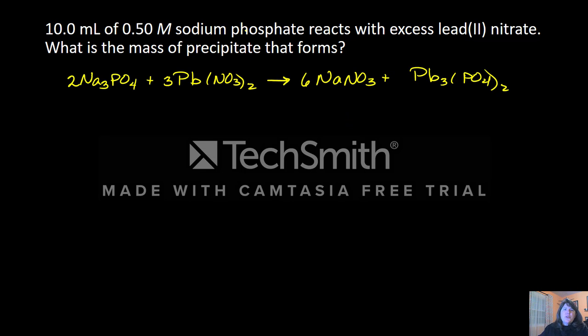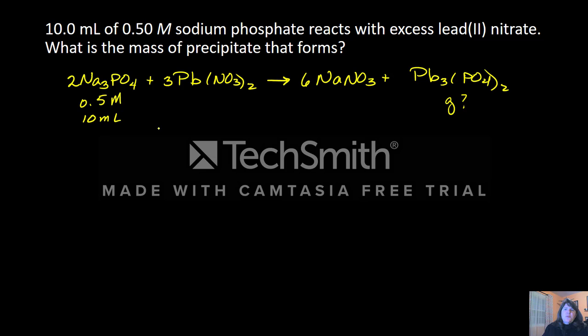I like to take inventory of what we have in the problem. So we have a 0.5 molar solution. I have 10 milliliters of the sodium phosphate. This one is in excess, so I really don't care about that one. And the question is, what is the mass of the precipitate? And we know that sodium ions and nitrate ions will never form a precipitate in solution, so that means I need the grams of this.